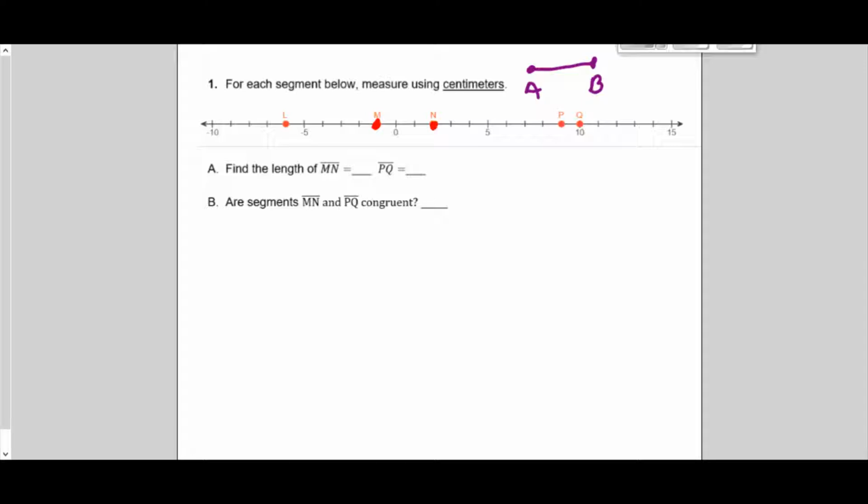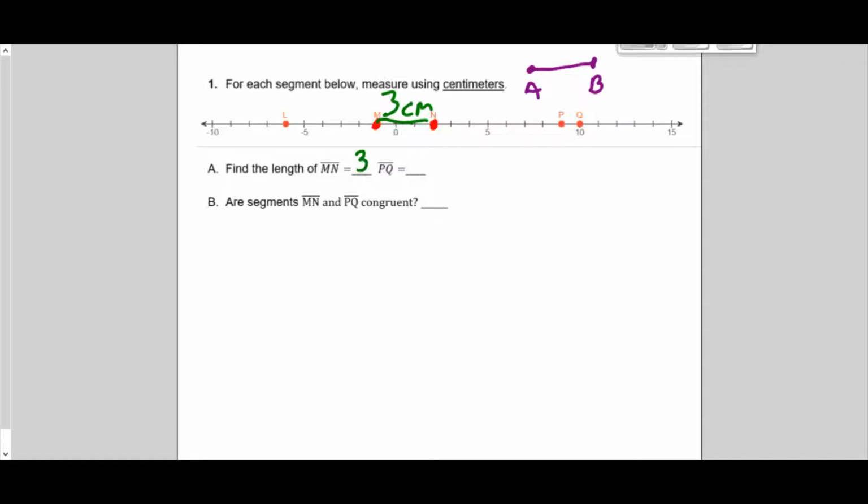Here's point N. And then to find the length of MN, we're just going to count the number of spaces in between. In between M and N, here's 1, 2, 3. So this is 3. There's 3 spaces, and they want us to call those spaces centimeters. So this is 3 centimeters. I'm just going to write 3 here because I don't have enough room to write centimeters. So the length of MN is 3 centimeters.